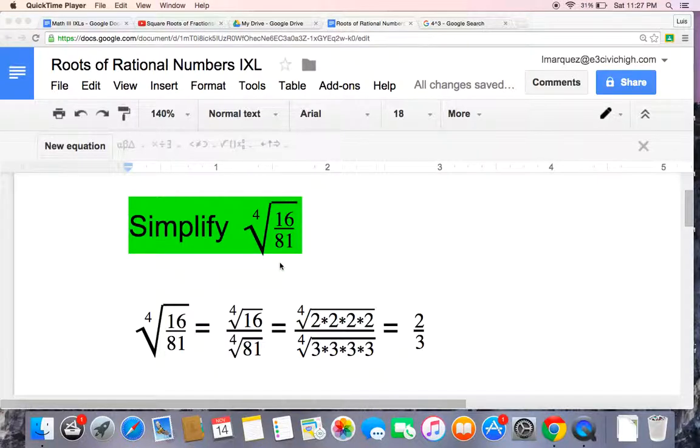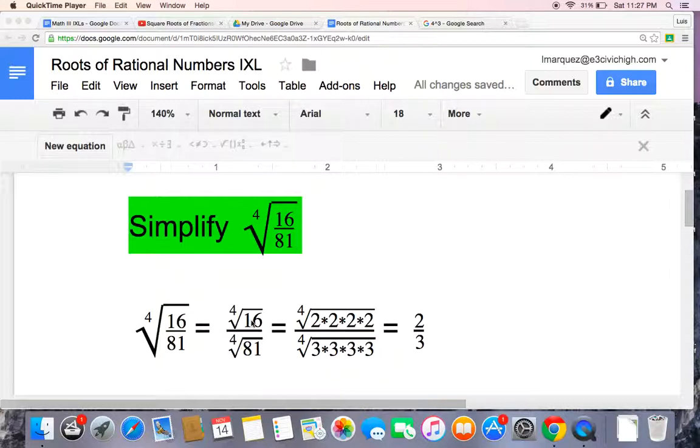This is for the IXL roots of rational numbers. I have to simplify the fourth root of 16 over 81. So the first thing that I want to do with my original problem is to separate the fraction into the numerator and the denominator. So the problem becomes the fourth root of 16 over the fourth root of 81.